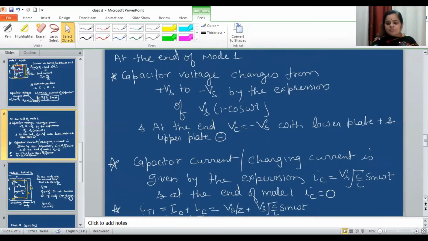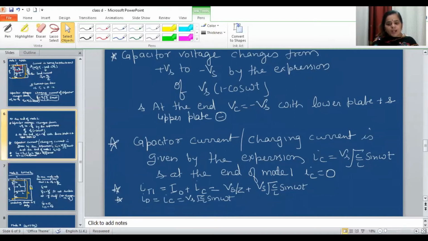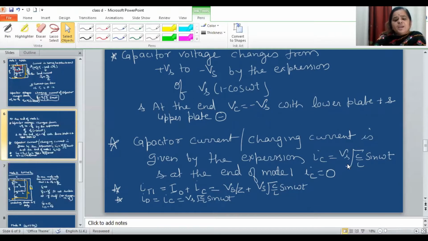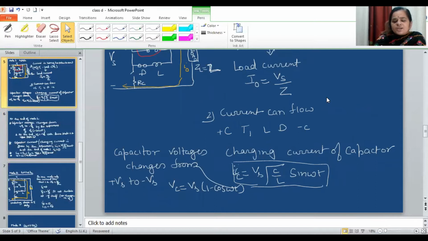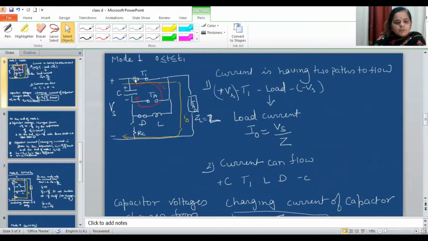The second point about mode 1 is that in this mode the charging current changes by the expression Vs root C by L sine omega t, and at the end of mode 1, once the voltage across the capacitor is minus Vs, the charging current will be 0. And as you can see in mode 1, both the charging current and the load current are flowing through T1 in the same direction.